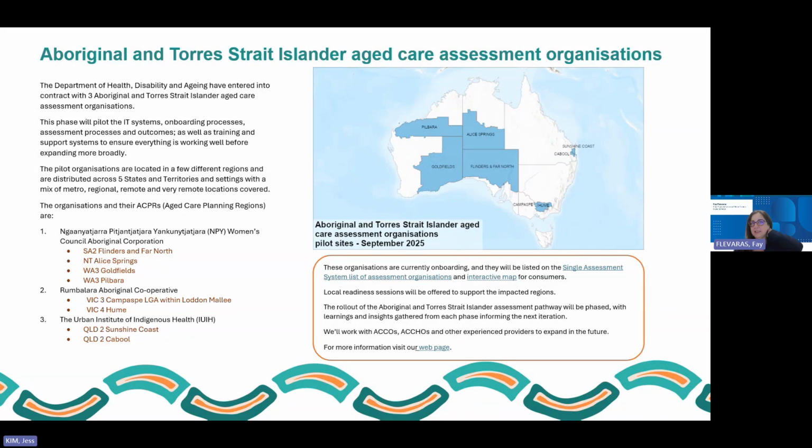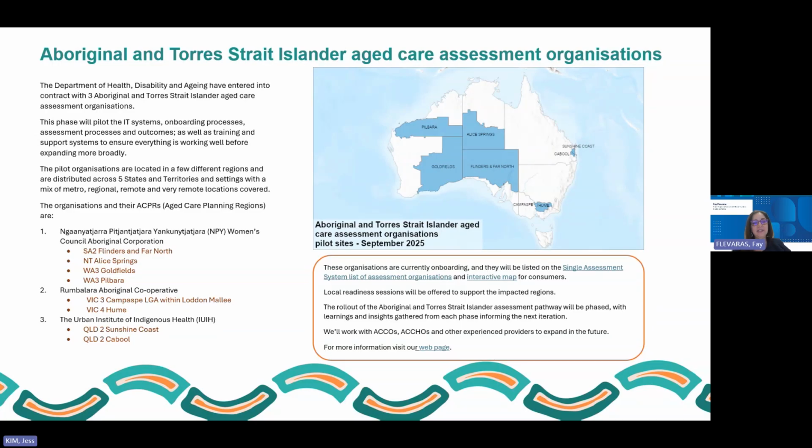The pilot organisations are located in different areas, as you can see, in different regions, distributed across 5 different states and territories, and it's a setting with a mix of metro, regional and remote, and very remote locations covered in the scope of the pilot. The organisations and their aged care planning regions, you can see those on the screen. I won't go through them.